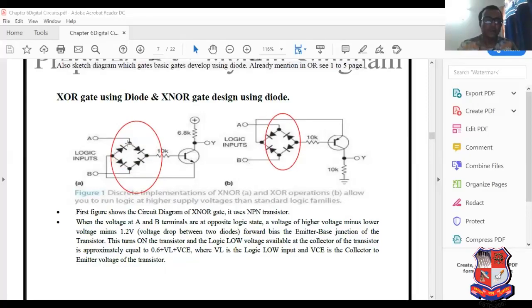Diode position. If here we apply 1 1 input, see this very carefully. Here 1, here also 1, here also 1. Now see. Here 1, then this diode is in forward bias, so here 1 is directly applied. If 1 is applied to the base, then output is 0 at collector.